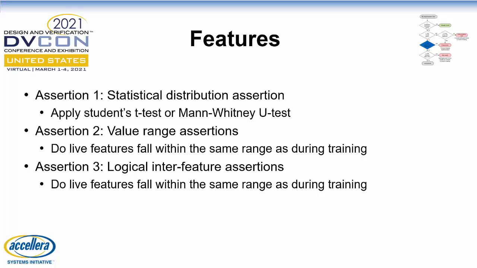Our next step is value range assertions. This step requires some domain knowledge, but it's cheap to implement and catches potential errors. Finally, we have our logical interfeature assertions. These two require domain knowledge and some thinking, but have been proven to catch bugs early in the development process.